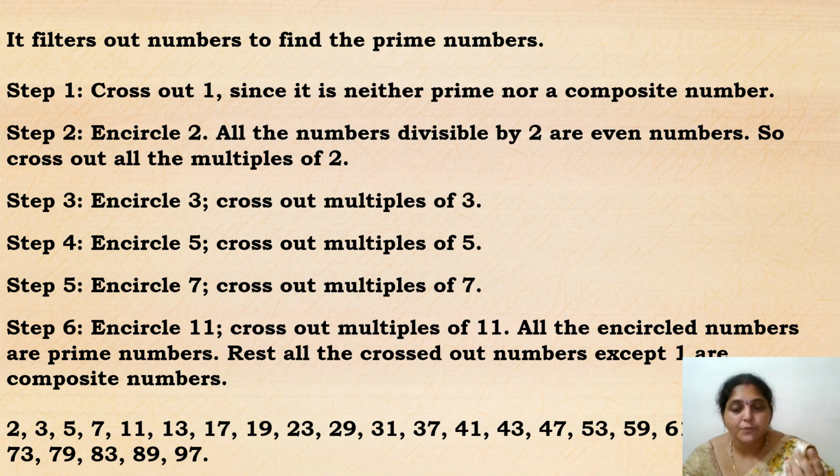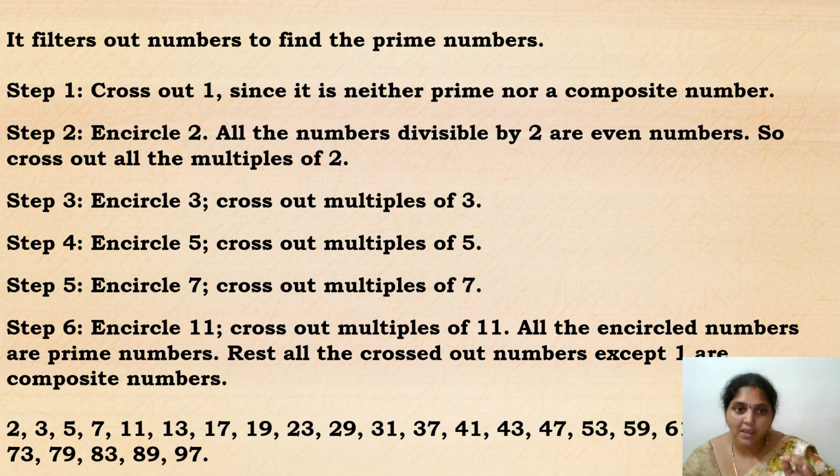What are the multiples of 2? 4, 6, 8, 10, 12, and so on. All the even numbers which are divisible by 2 are struck in the table. Now, encircle 3. Don't strike out 3, leave it like that, because 3 also has only two factors, 1 and the number itself. Cross out all multiples of 3. In the same way, for 5, don't strike 5, cross out all multiples of 5. Circle 7, don't strike 7, leave it like that, and cross out all multiples of 7.